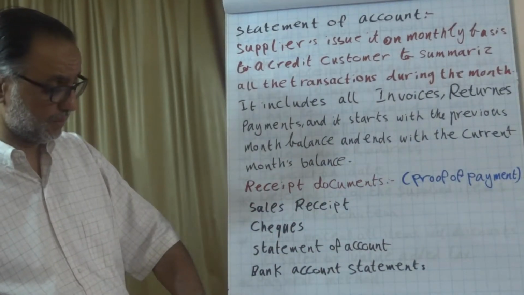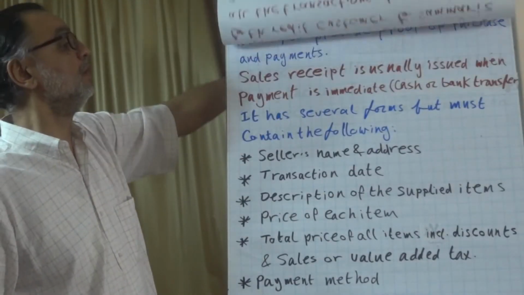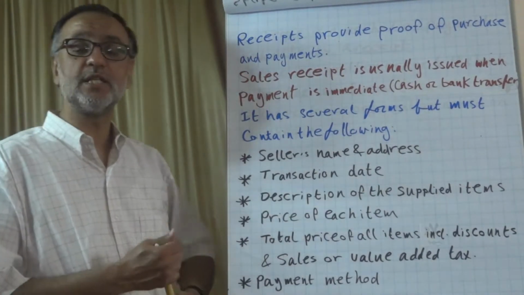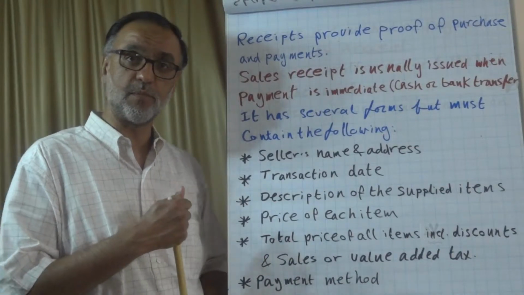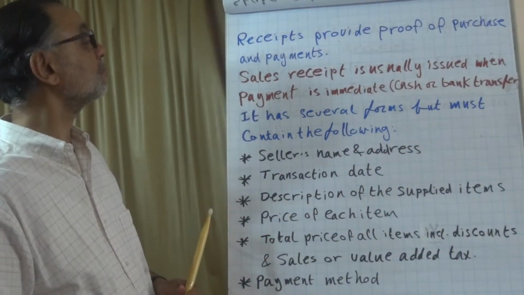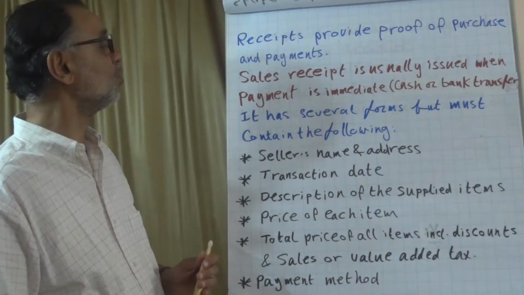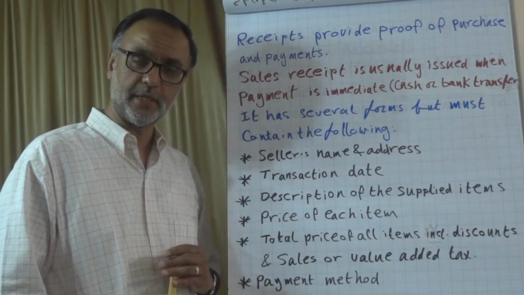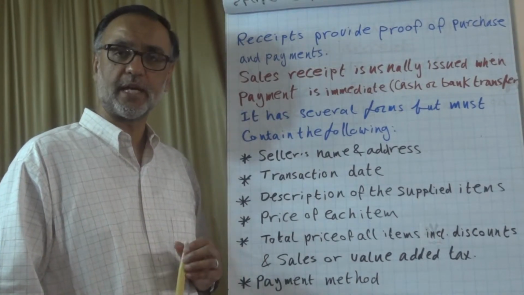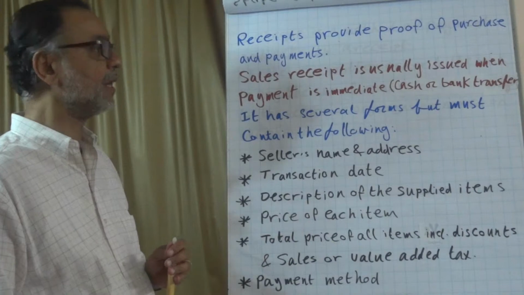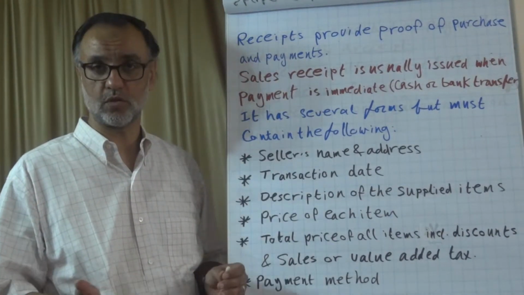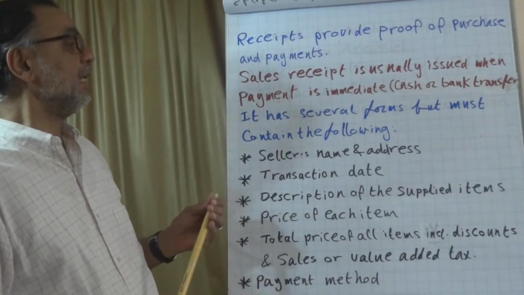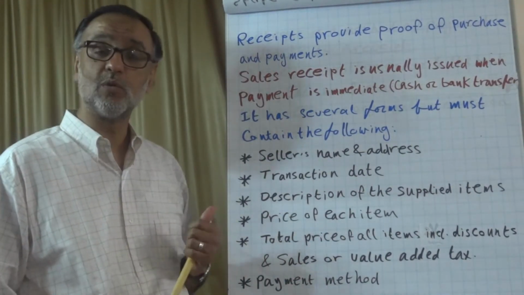The sales receipt is one of the proofs of payment, and it is providing a proof of payment for purchases and payments. Sales receipt is usually issued when payment is immediate, and either it's by cash or bank transfer. Bank transfer can take the form of credit card as well. So although we're using a credit card, it's a bank transfer. It has several forms, but must contain certain information.